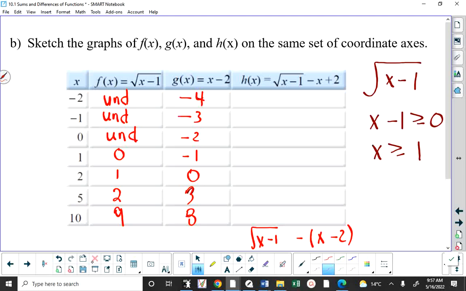What do I get when I subtract something that's undefined minus 4? The answer is I don't get anything because I can't do the subtraction. You can't do operations on two numbers unless the two numbers exist. So you can't subtract the two functions if there's a part where one of the functions isn't even there. So this is undefined. This is undefined. This is undefined. Then I can go 0 minus negative 1, 1 minus 0, 2 minus 3, 9 minus 8.